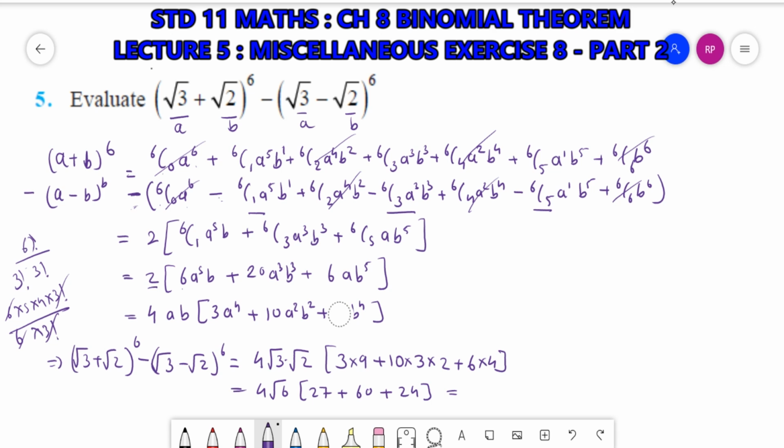Here there is a mistake. We have taken two common, so it will be 3b^4. So that will be 3 into 4, and that will be equal to 12. Okay, so 60 plus 27, 87, 87 plus 12, 99. So 99 into 4 root 6. So 99 into 4, that will be 396 root 6. So this is our answer. Clear? So this was about question number 5. Just note it down.